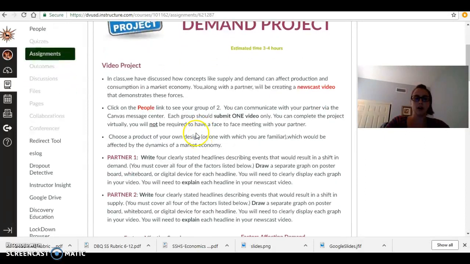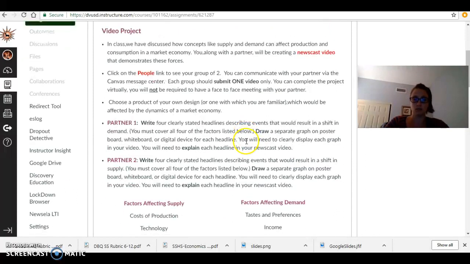So you'll click on the People link, which is right up here on my page, so that you can see your group of 2. You can communicate with your partner via the Canvas Message Center, so that will help you with your communication. Each group should submit 1 video only. You can complete the project virtually. You will not be required to meet face-to-face with your partner unless you wish to, okay?